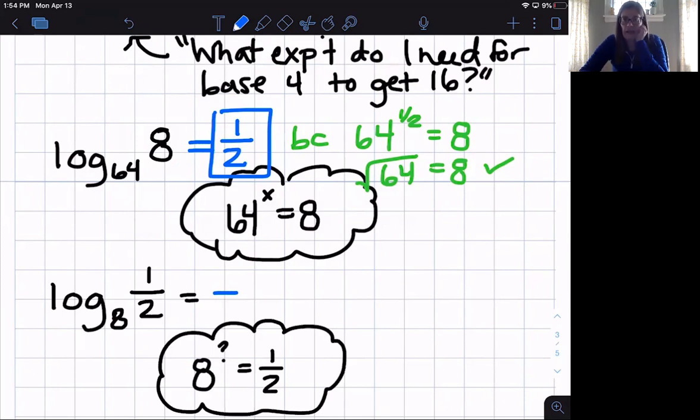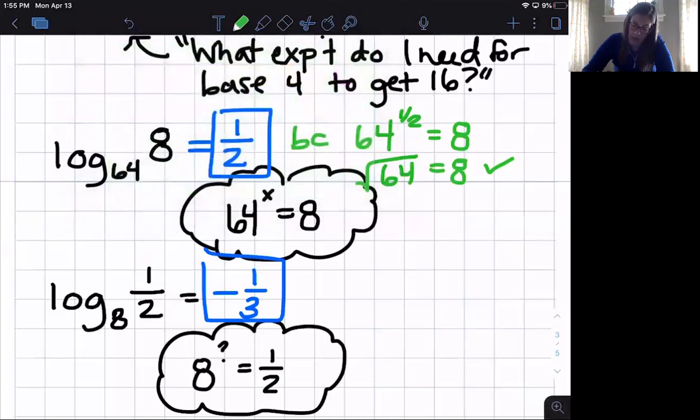Probably another fraction exponent, because I'm going to be taking the root of something. So what root of 8 is equal to 2? That's the cube root. So a cube root is an exponent of 1/3. So the negative is going to turn it into the fraction 1/2. The 1/3 is going to cube root the 8. Okay, so the answer there would be negative 1/3.